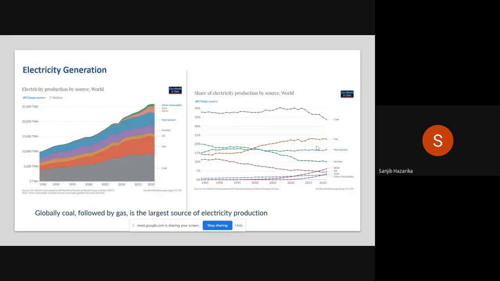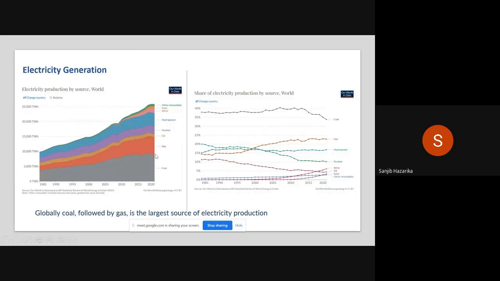Moving forward, this is electricity generation over a period of time. It's showing from 1985 to around 2020. On the bottom, as I mentioned, coal is still dominating overall global power generation. But you can see the trend for coal is almost at a stagnation. It's not increasing too much, maybe in the last 5 to 7, 8 years.